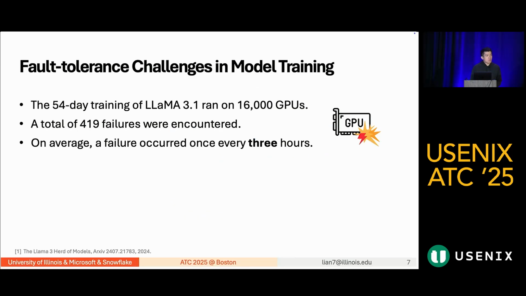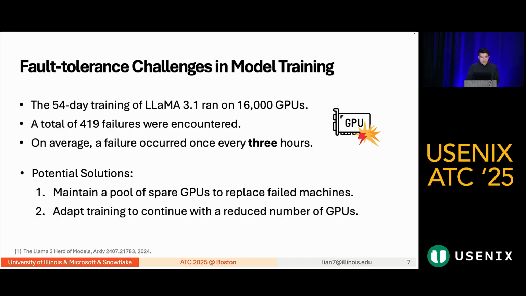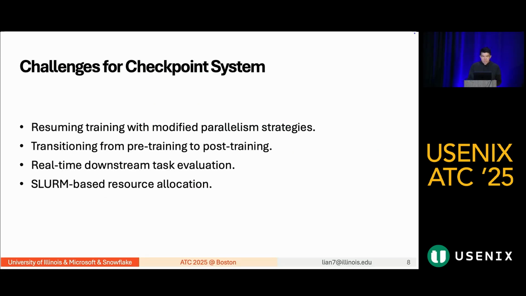Fault tolerance is also a critical challenge in large-scale model training, as reported by the Llama paper. During training of Llama 3 using more than 10,000 GPUs, there were more than 400 failures, roughly 1 failure every 3 hours. There are 2 potential solutions: one is to maintain a reserved pool of spare GPUs for live replacements, or to enable training to adapt to fewer GPUs. But this requires resuming training with modified parallelism strategies.